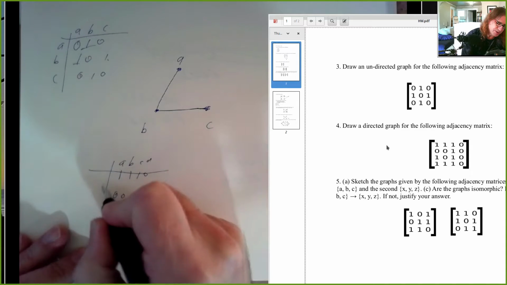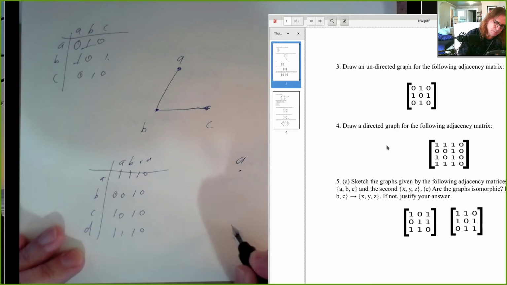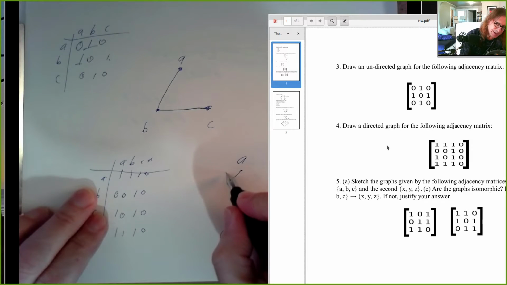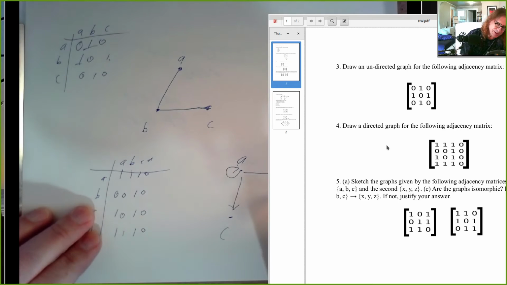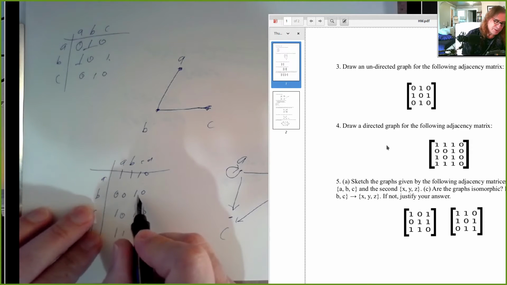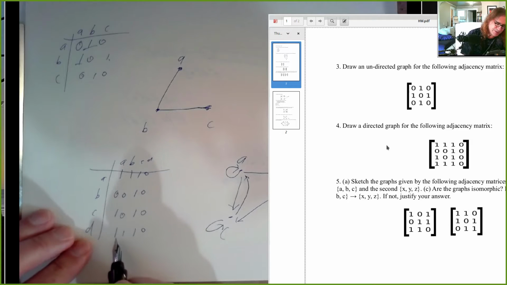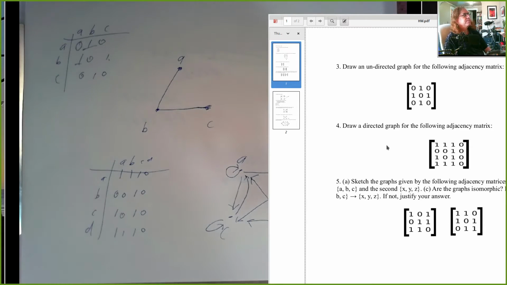And this was the one that we started to do in class, and I said I wasn't going to finish it. So there's an edge from A to B, and A to C. There's an edge from B to C, and that's the only edge coming out of B. C has an edge to A, and also a loop, C going to C, and then D has edges going to A, B, and C. So A, B, and C, and so there's your graph.